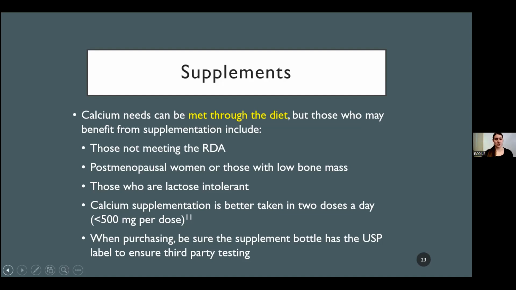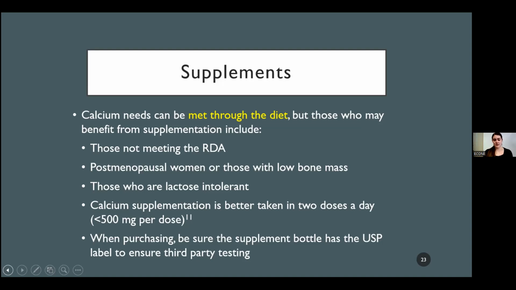Some of the populations that might benefit from utilizing a calcium supplement are those just not simply meeting the RDA. For whatever reason, maybe they, like Emma said, have low caloric intake, maybe they don't like calcium-rich foods, or maybe they simply don't know what foods contain calcium, so they're not consuming them. Another population that is very at risk would also be postmenopausal women or those with low bone mass. As Emma mentioned before, postmenopausal women, because of the estrogen and things like that, are going to have a lower bone density. So they may benefit from utilizing supplements.